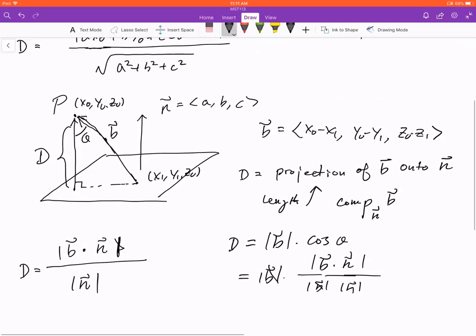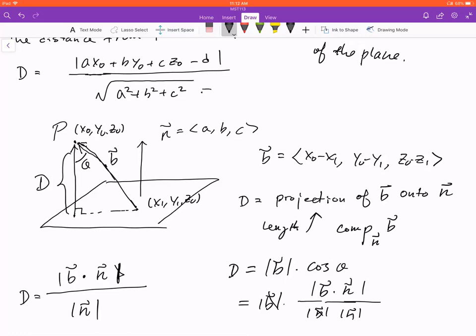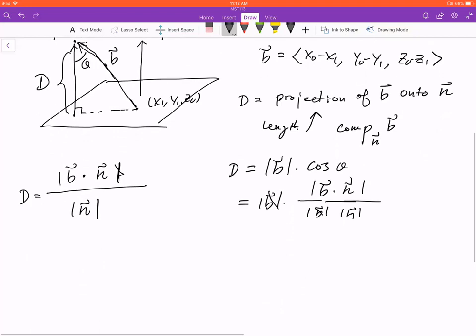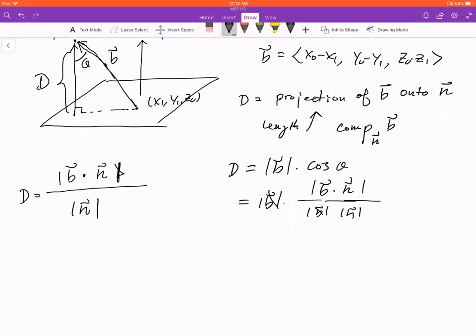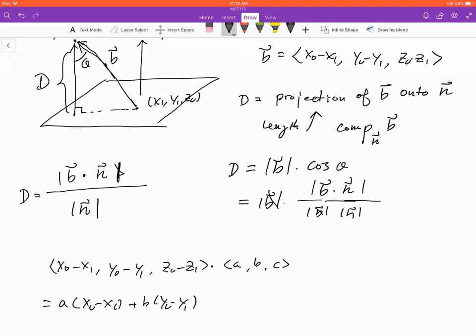We already have the denominator, because it is exactly the normal vector's length. Now we just need to look at the numerator. The vector B has components x naught minus x1, y naught minus y1, and z naught minus z1. The dot product with (a, b, c) gives a(x naught minus x1) plus b(y naught minus y1) plus c(z naught minus z1).